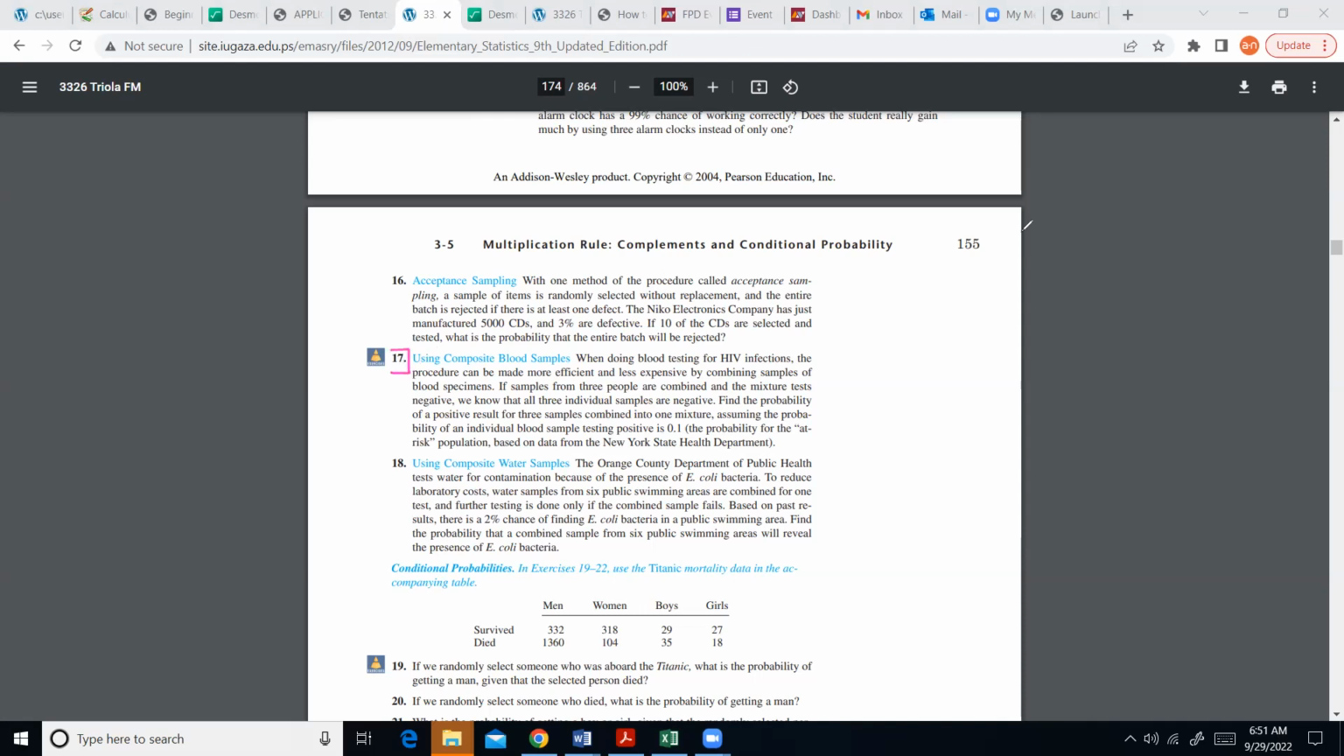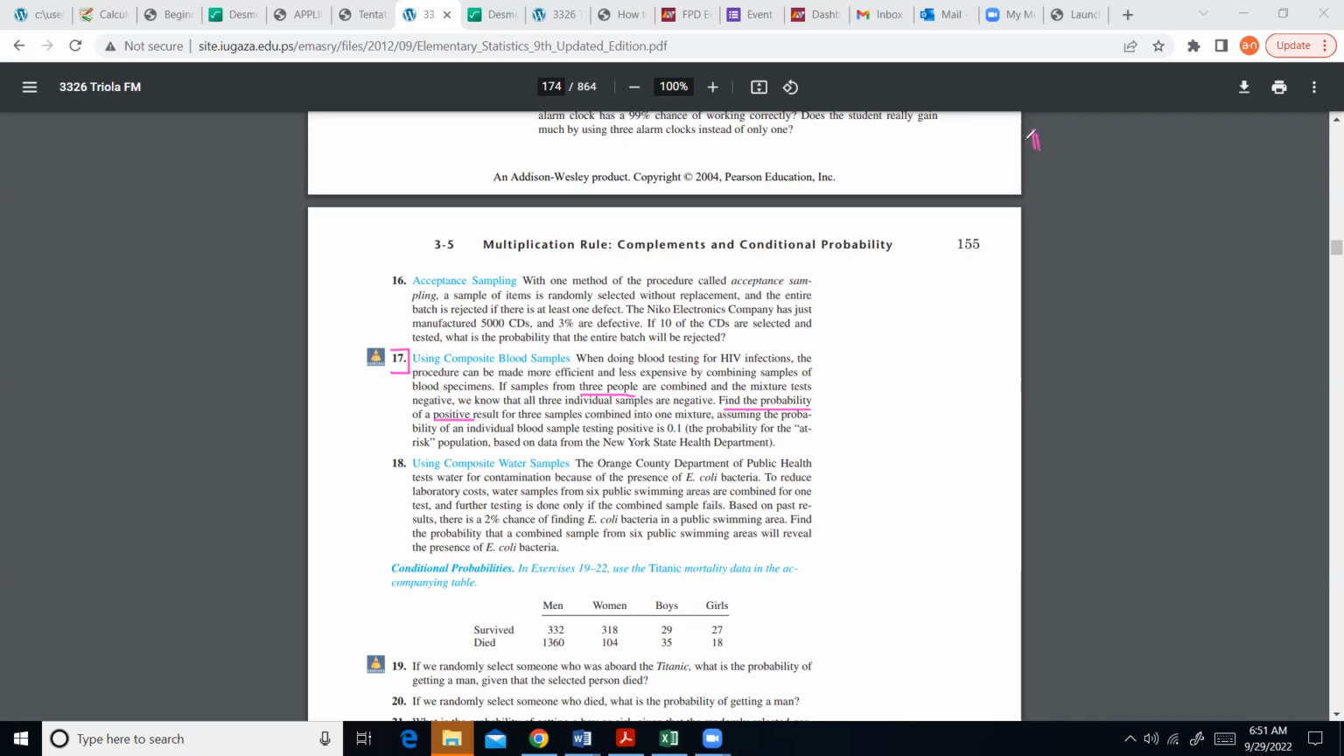So we're in section 3.5, and they're trying to put blood samples, mix them all together. Why? Well, I guess just to save funds on the procedure. They say they take blood samples from 3 people and combine them all together, and their goal is to see if the test is negative. They hope for that. But the question here is to find the probability that a positive result occurs.